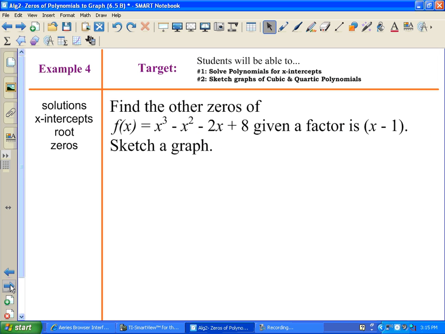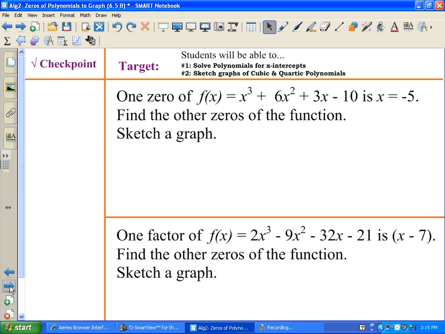I think this is the last one I'm doing. I think so.